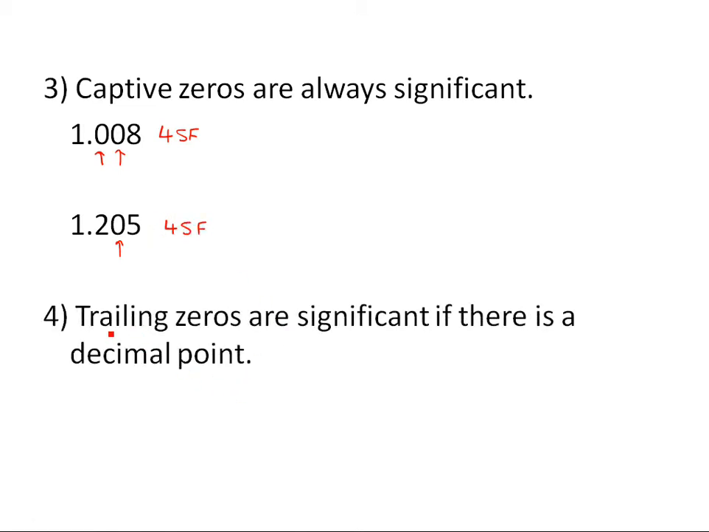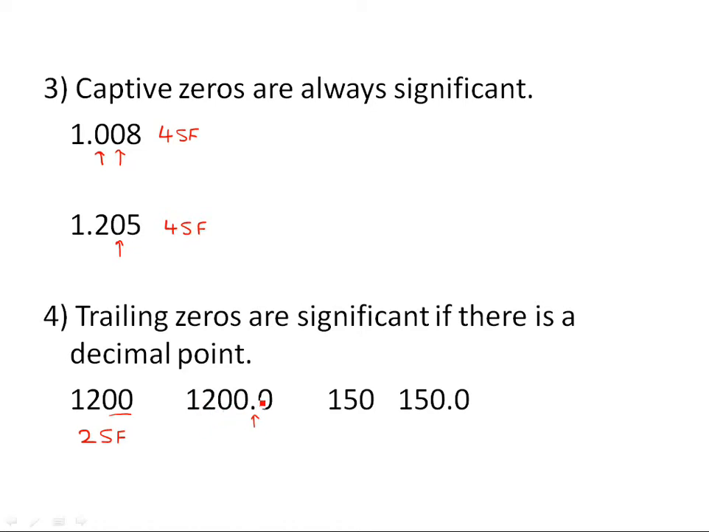And finally, number 4. Trailing zeros are significant if there is a decimal point. So let's look at this number here. We have two trailing zeros, which are these two. There's no decimal point, so they are not significant. So this number here is two significant figures. Now this number here is the same, but it's written with a decimal point there.